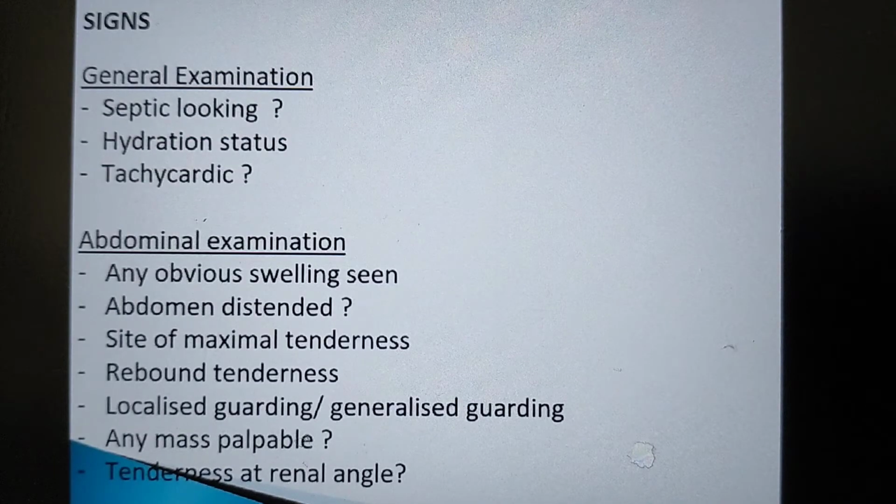For clinical examination, we look at the general condition of the patient first, whether the patient is hydrated, whether the patient is septic looking, then the vital signs. For abdominal examination, we look for any obvious swelling over the abdomen, whether the abdomen is distended, any features suggestive of peritonitis such as guarding of the abdomen, rigidity, any rebound tenderness, any localized tenderness, any mass palpable, or any tenderness at the renal angle.